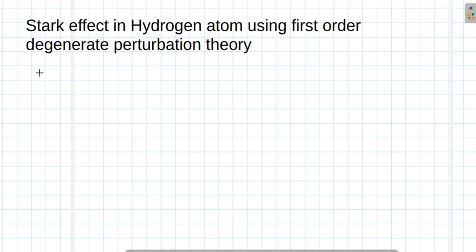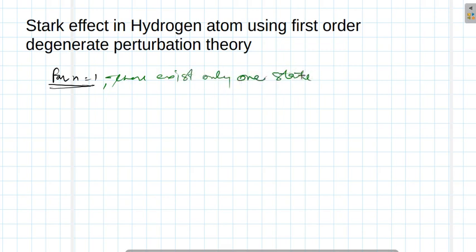As we know, for n is equal to 1, there exists only one state, that is nlm, or it can be represented as the 1, 0, 0 state, and this state is non-degenerate.